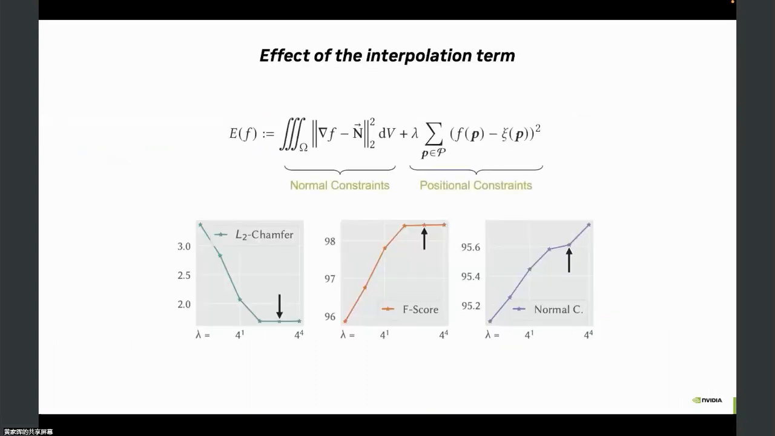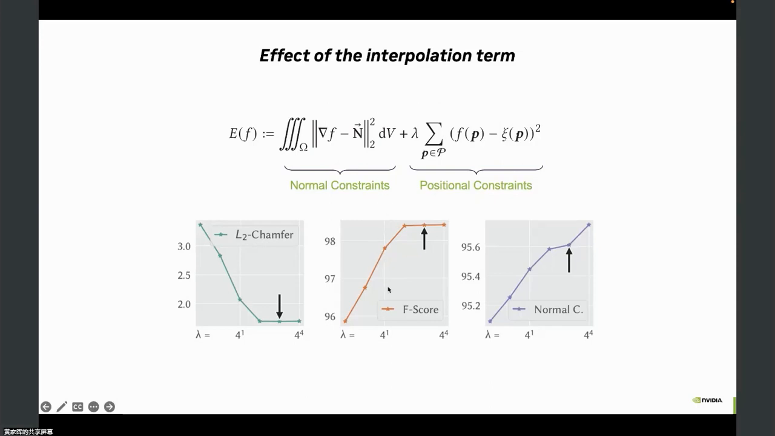Here is a very important, or I would consider very interesting, ablation study that ablates the effects of the interpolation term. If you remember, the energy function that we want to minimize is composed of two different components: normal constraints and positional constraints. The normal constraints are directly learned from the network, because the n here, the normal, is inferred. On the other hand, the positional constraints come directly from the input point clouds. Here P is the input positions within the point cloud.